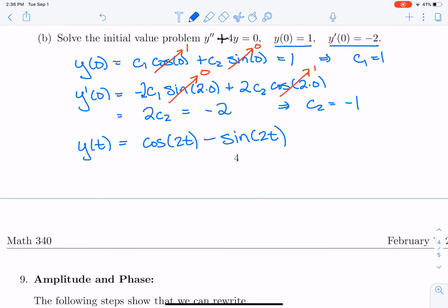Okay, now that we've solved this initial value problem, and we got that y is equal to cosine 2t minus sine 2t, can we rewrite this solution as one cosine or one sine so that it's easier to plot and then we know certain properties about it like amplitude, phase, and period?